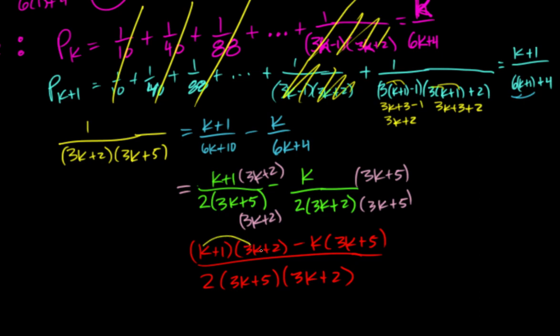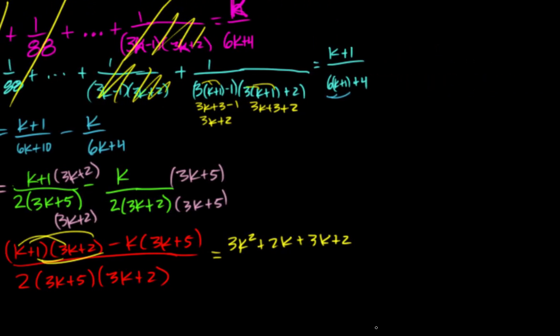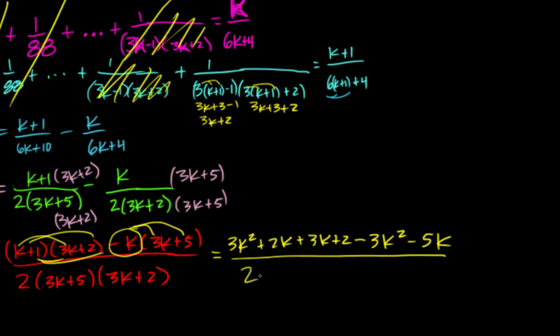So if we do that, we're going to get 3k squared plus 2k plus 3k plus 2. And if I distribute a negative k to this, I'm going to get negative 3k squared minus 5k. All of that is over this.